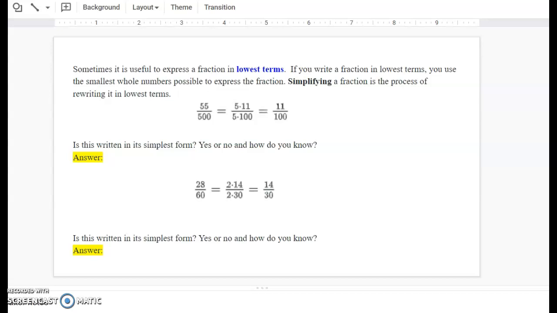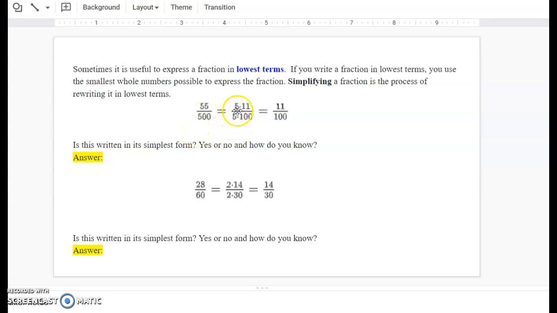If you write a fraction in lowest terms, you use the smallest whole numbers possible to express the fraction. Simplifying a fraction is the process of rewriting it in lowest terms. So if your work ever says simplify this fraction, it means write it in the smallest terms. For example, this one right here says 55 over 500. But we can make that into a smaller fraction that is still equivalent.